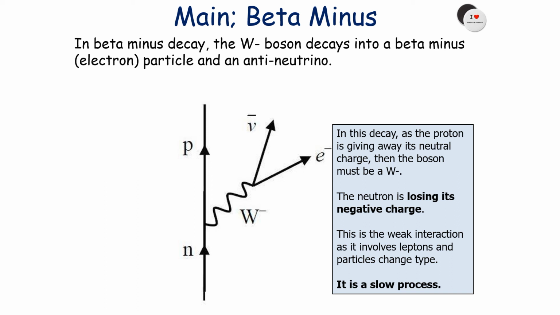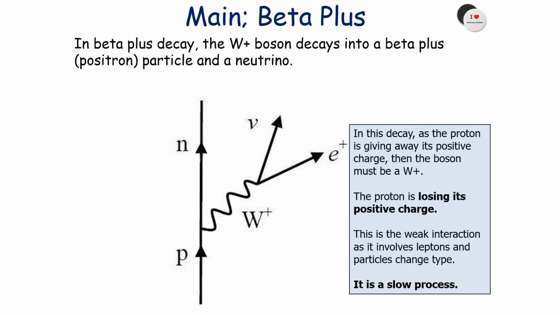In this particular example, it is carried out by the weak interaction because a neutron's turned into a proton. The particle is changing type, and it is also involving leptons, the electron and the antineutrino. Now it's a W minus because you start as a neutral neutron and go to a positive proton, so it's like the neutron has lost its negativity. Now again, it's a W minus.